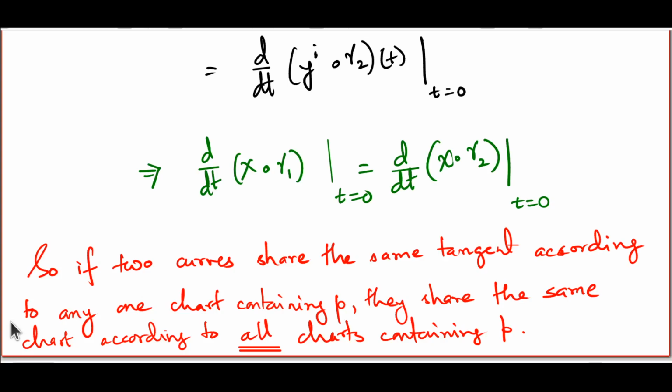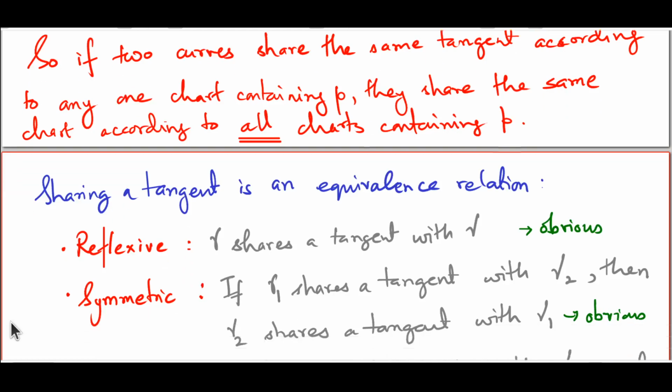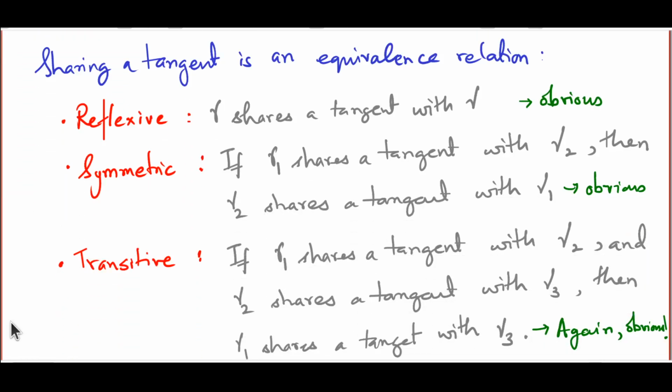There are no prizes for guessing that this relation that we have just demonstrated is chart independent. Sharing a common tangent is exactly the equivalence relation that we have been hinting at. Now, in order to figure out that this really is an equivalence relation, what we need to do is prove the three basic properties an equivalence relation should obey.